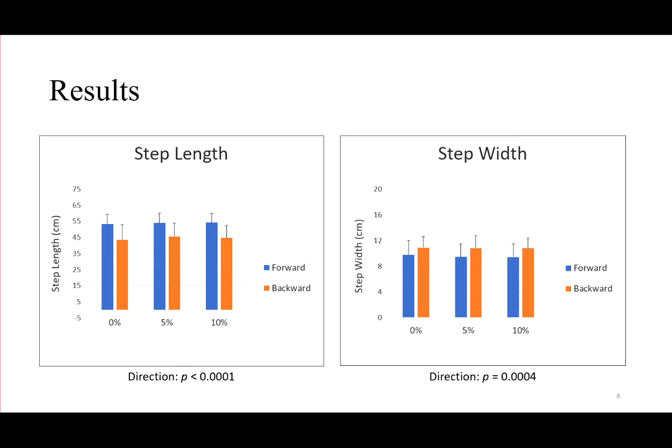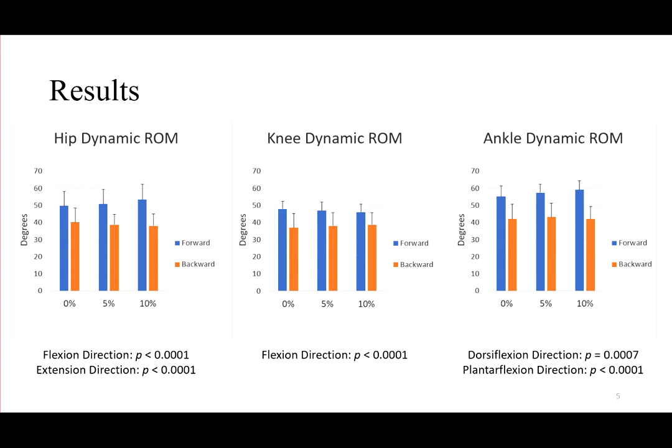These graphs show the mean step length and width of forward walking in blue and backward walking in orange at each of the 3 grades. There was a significant direction effect for both step length and width. Backward walking at all grades resulted in a significantly shorter step length and a significantly greater step width. These findings are in line with how typical adults adapt to backward walking. There were no significant changes in step length or width with regard to incline. Now, this is in contrast to findings in adults who tend to shorten their step lengths at greater inclines.